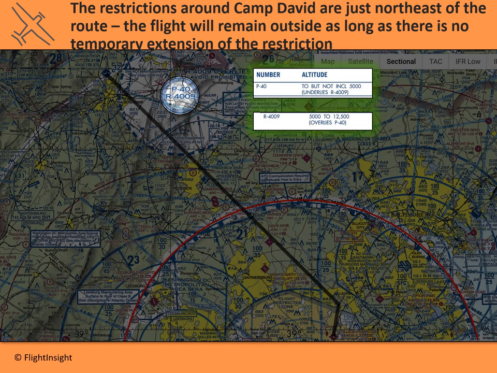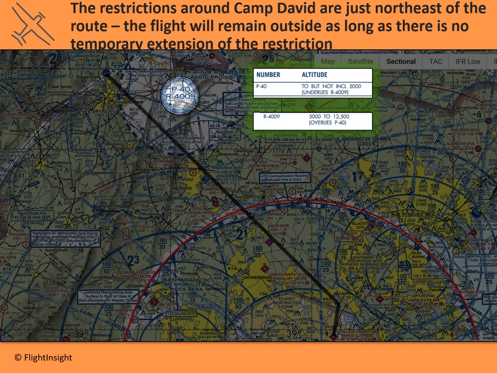Now, what's that scary thing just to the right of course there? It's P40, R4009. Like any special use airspace on the chart, you can go to the bottom of the sectional chart and it'll tell you about it. What this is, starting with the P40, is a prohibited area that you can't go into under any circumstances that goes up to but doesn't include 5,000 feet. So it's from the surface up to 5,000 MSL.